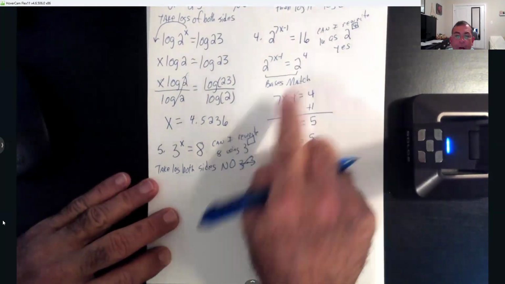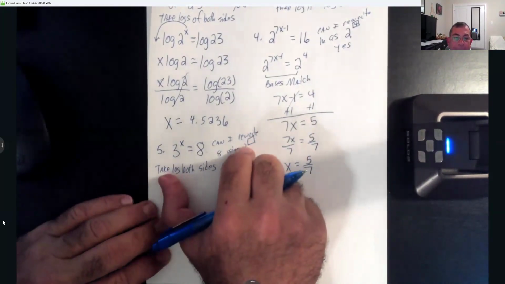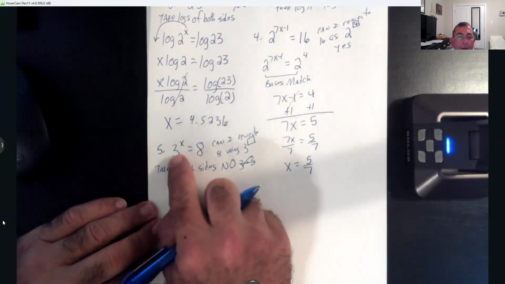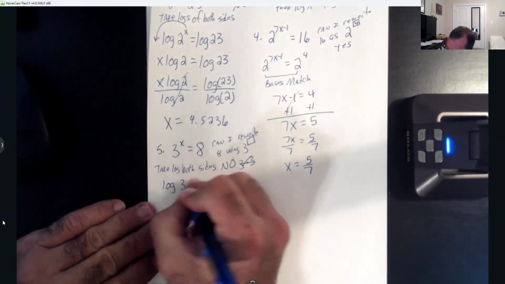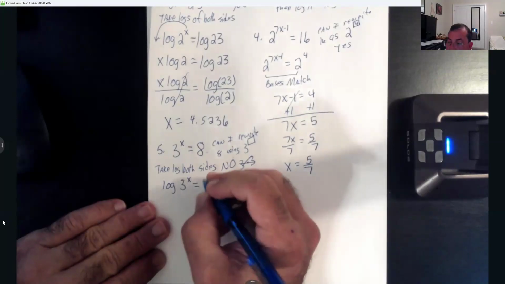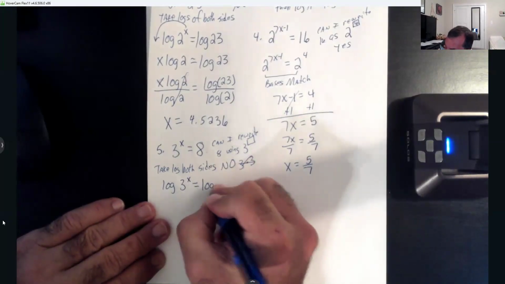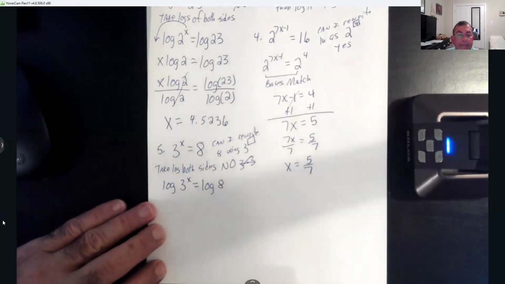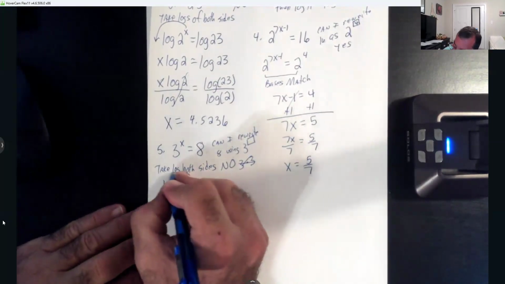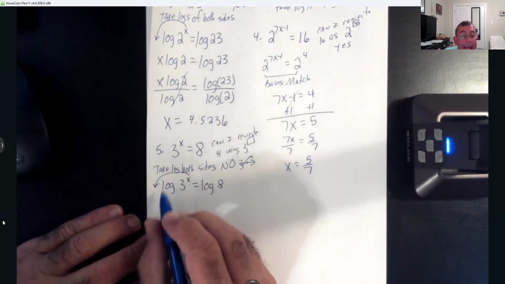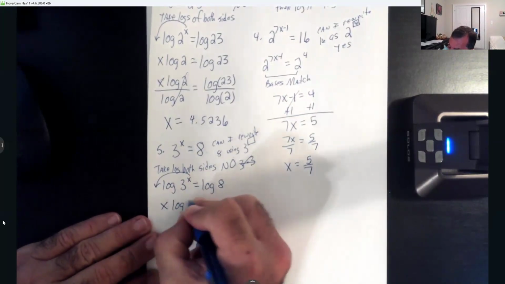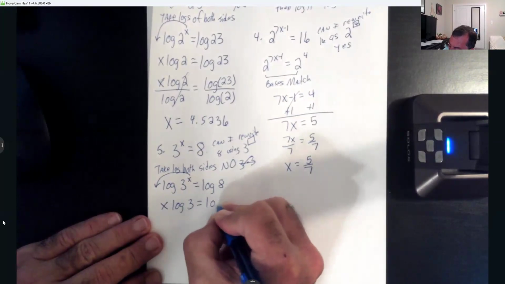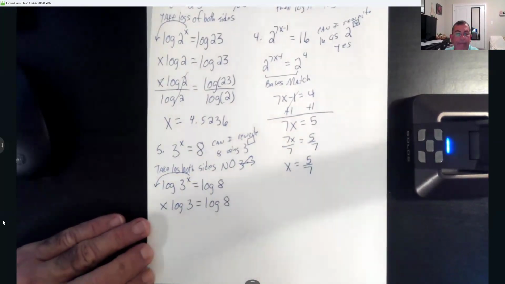So that first move determines how I'm solving these, okay? So I'm going to take the log of both sides. So log of 3 to the x equals the log of 8. We did that so that we can bring that x down and get x log 3 equals log 8.